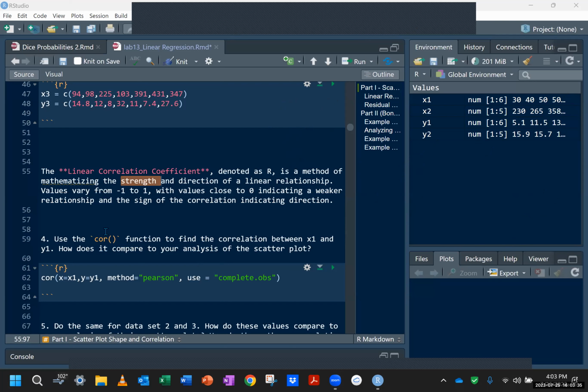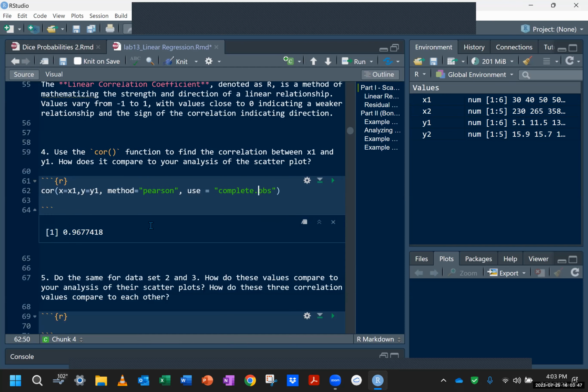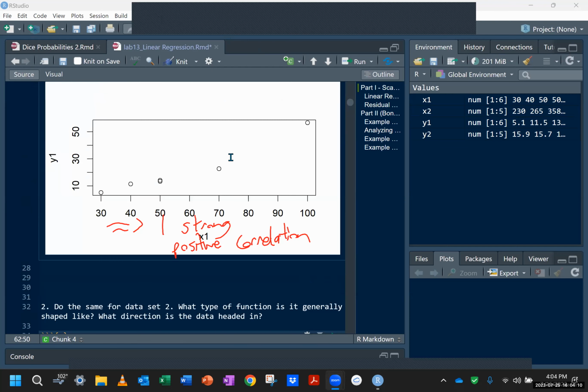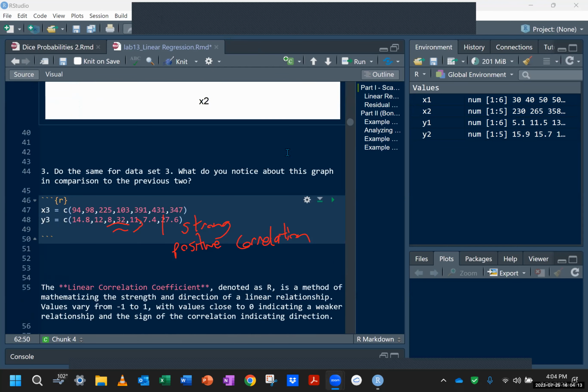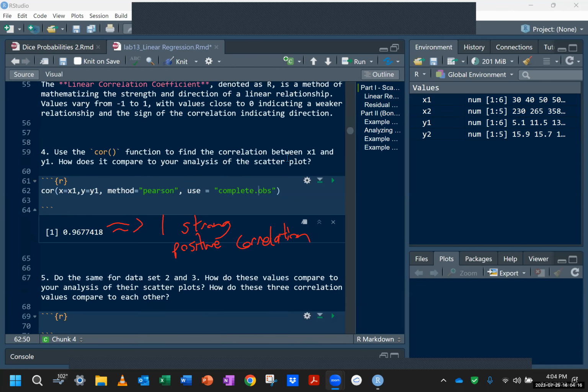So the correlation coefficient is a way we can measure this. The function we're going to use is cor, for correlation, and we've got some parameters. Pearson is the method, and we're going to use all the observations. Sometimes we would remove potential outliers. It looks like we got 0.96. Notice this value is pretty close to 1. 1 means a strong positive correlation. So we would say this is a pretty strong correlation. Comparing it to our graph for the first one, yes, it looks like the points fit pretty well on a line. So that's what we got for data set 1.